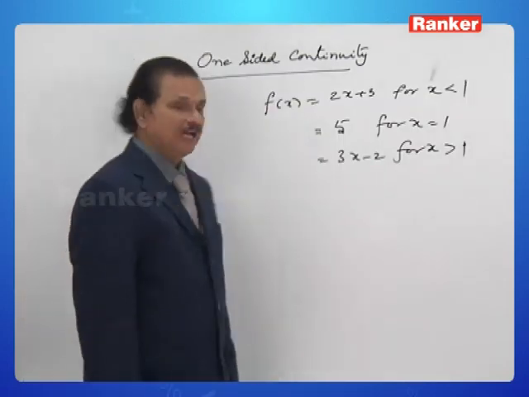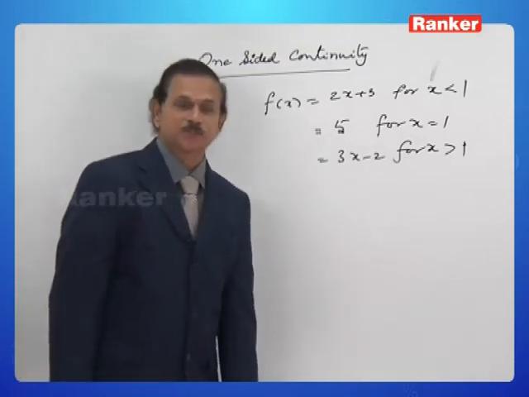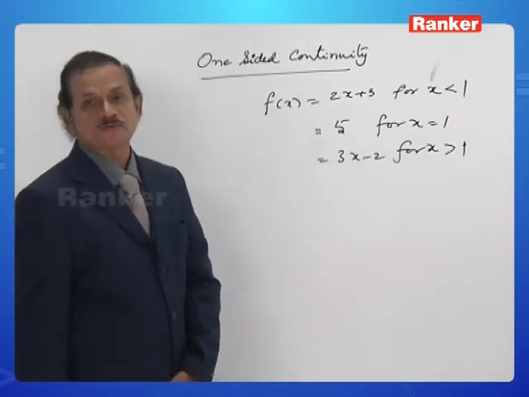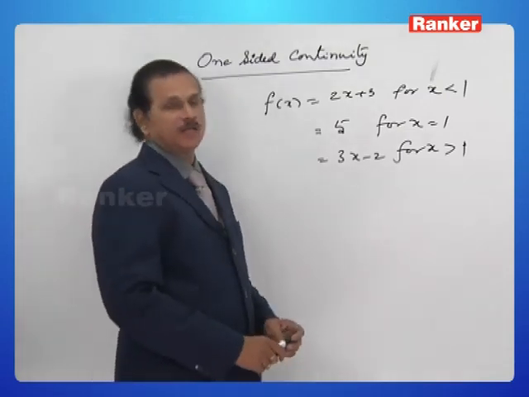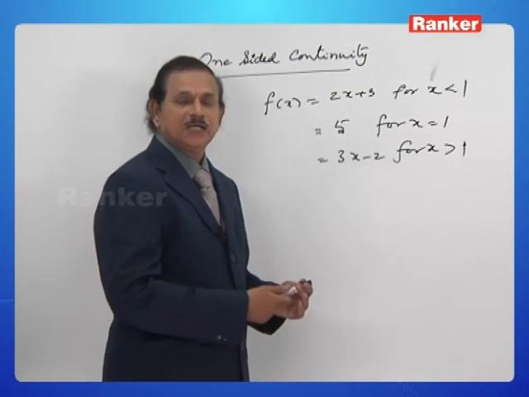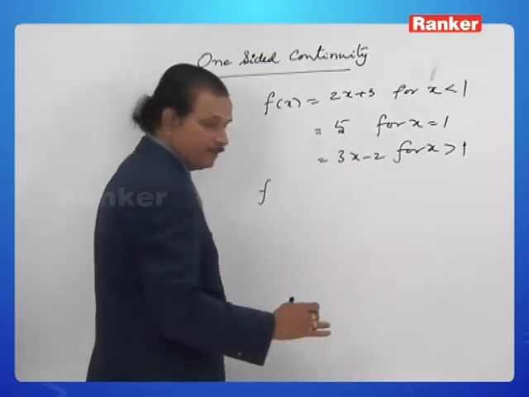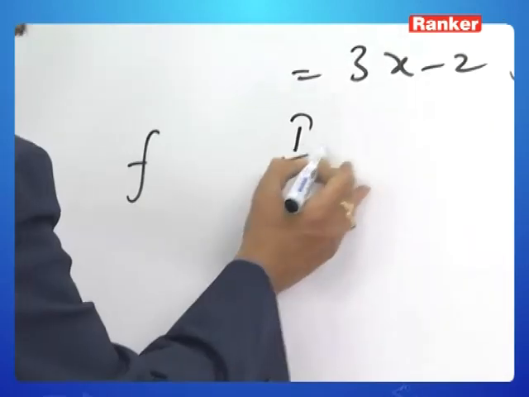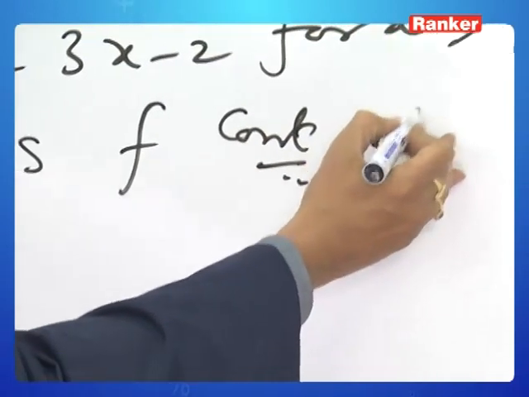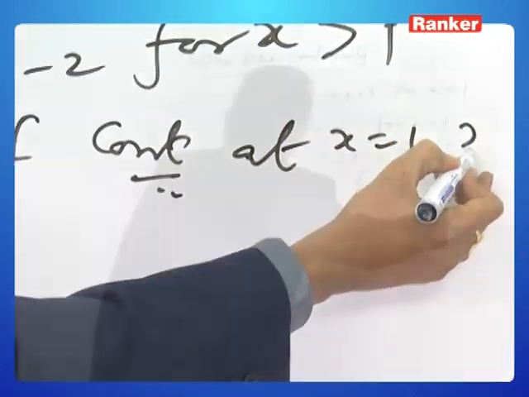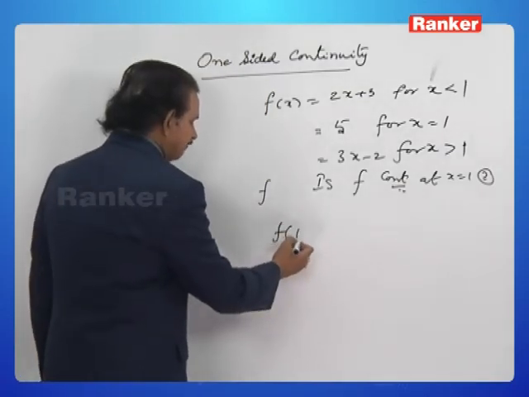Observe the function f of x equal to 2x plus 3 for x less than 1, is 5 for x is equal to 1, and 3x minus 2 for x greater than 1. In three different regions the function has been given. Therefore, let us test the continuity with three different parts. That is, by the way, what is the question actually? Is f continuous at x is equal to 1? That is the question.